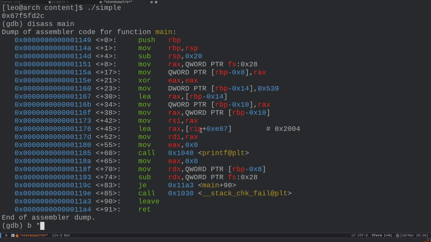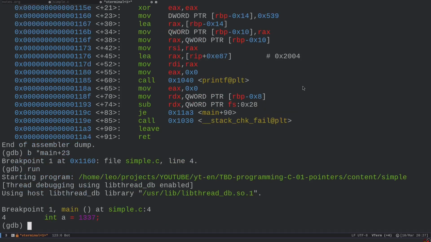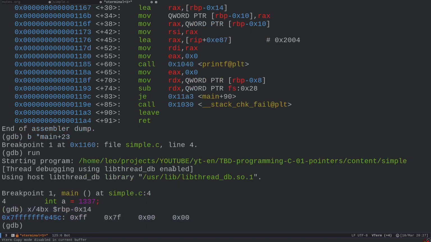So let's put a breakpoint to understand it further. So we do break main plus 23. Okay, we do a run. At this point, we have this kind of thing, right? int a equals 1337, and we know that this variable is going to be located at this memory address, like RBP minus 0x14. So let's print 4 bytes in hexadecimal starting from RBP minus 0x14. So this is before writing the value.